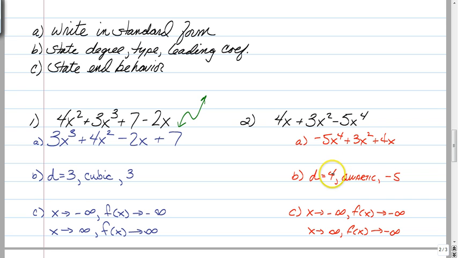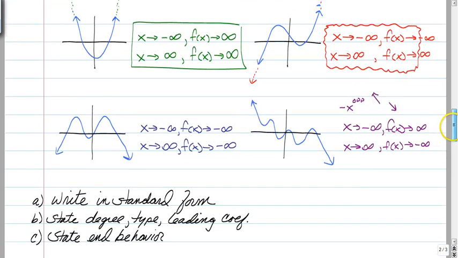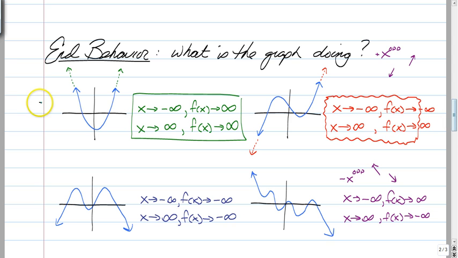Here's your descending order. It is a 4th degree, which is quartic, and it has a leading coefficient of -5. And here's your end behavior. As it goes to the left and to the right, it's going down, so we're going to negative infinity for both. Now again, there's a shortcut if you want to be slick. If you have a positive x to the even power, like this is an x squared, then it's going to go up both to the left and to the right. So it's always going to be going to positive infinity. If you have a negative x to the even power, it's going to be going down both to the left and to the right.